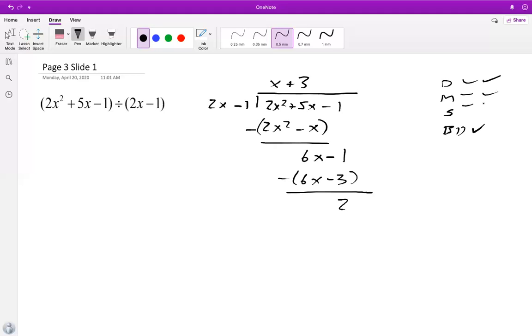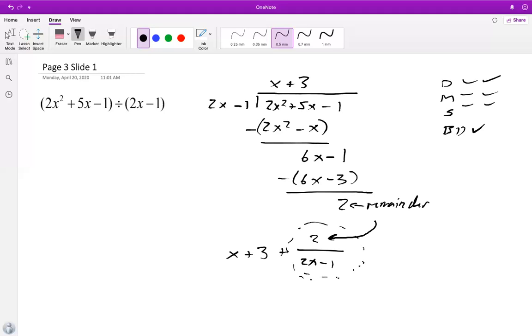So I divided, I multiplied, I subtracted. There's nothing to bring down, and I can see that 2 does not divide by 2x evenly, so I'm done with my division. But what do I do with this remainder? This is the remainder. And I will tell you that the way we write these problems when they have remainders is this. You write the quotient plus the remainder over the divisor. So when I divide 2x minus 1 into this, I get x plus 3 plus this remainder.